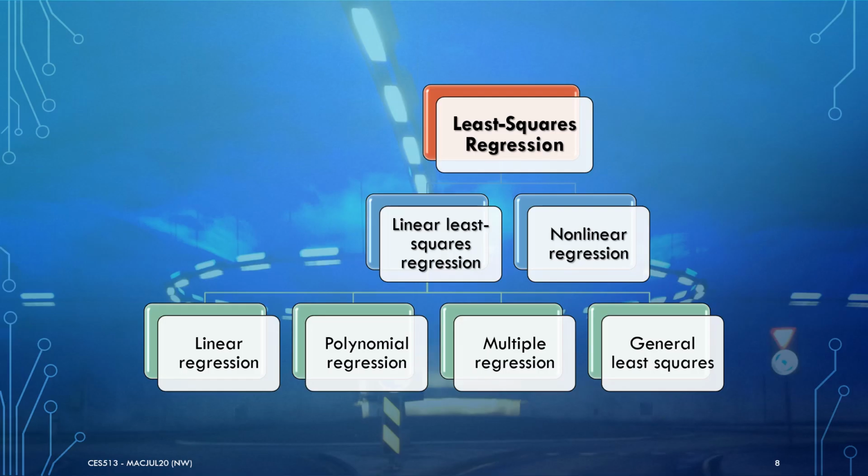There are techniques available for accomplishing the objective stated in the previous slide. One example is called least squares regression. It is divided into linear least squares regression and nonlinear least squares regression. The first technique is called linear regression, which fits the best straight line through a set of uncertain data points.